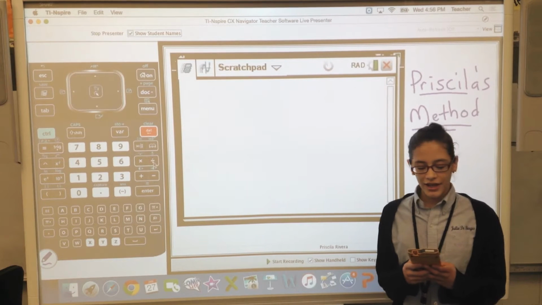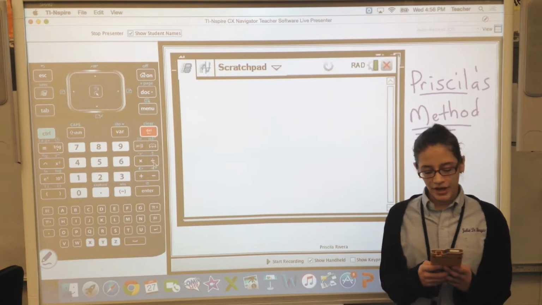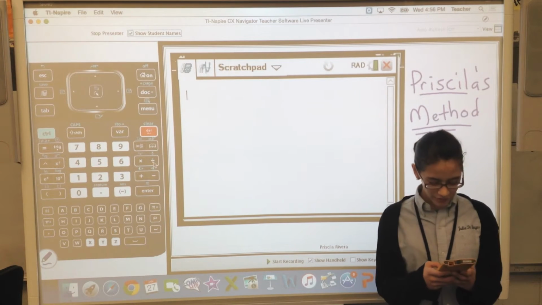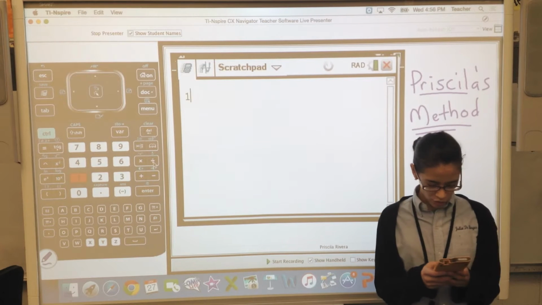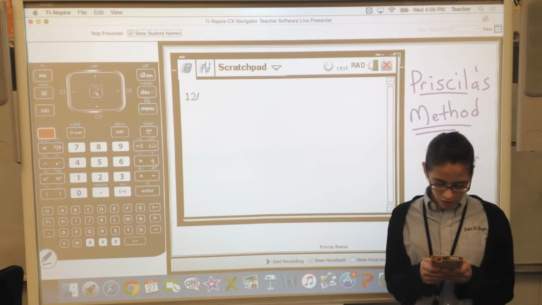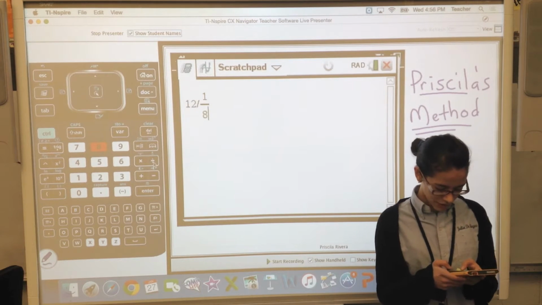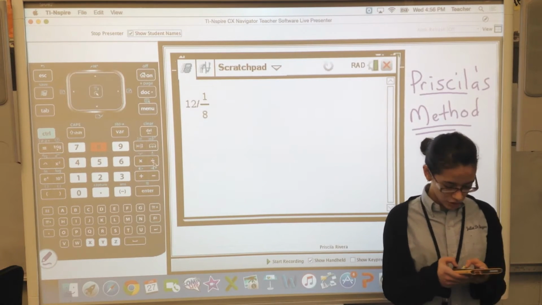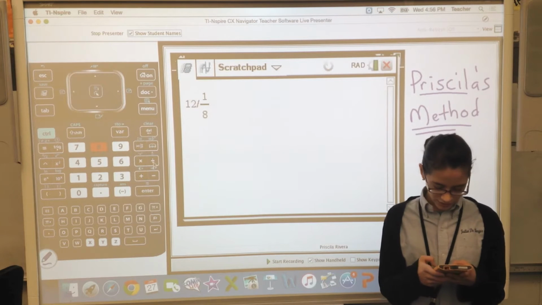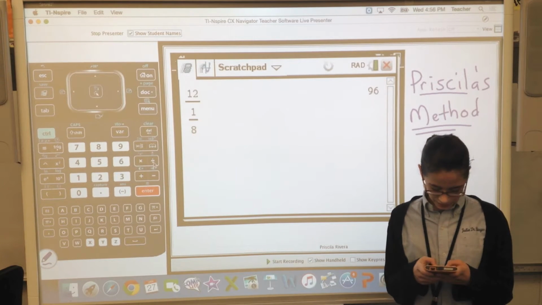To solve, I can use my TI-Inspire calculator. If I have 12 apples, I can divide 12 by 1/8 to know how many total slices I will have. 12 divided by 1/8 equals 96 slices.